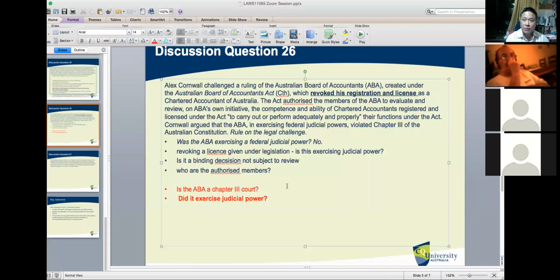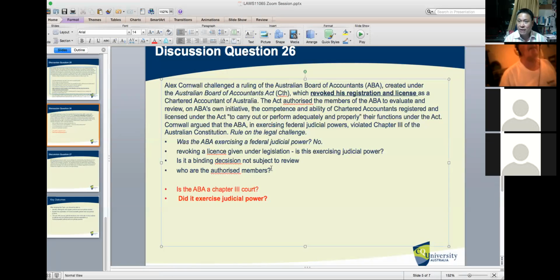Why isn't it a Chapter 3 court? I'd like to see some reasons now. Can you explain your reason why you think this is not a Chapter 3 court? Quickly provide your reasons. Why is the ABA? Because it's established by legislation? That can't be a good answer, because it is within the power of Parliament to create federal courts. So under Section 77 of the Australian Constitution, Parliament has the power to create federal courts. So in other words, there's nothing wrong with Parliament creating federal courts.